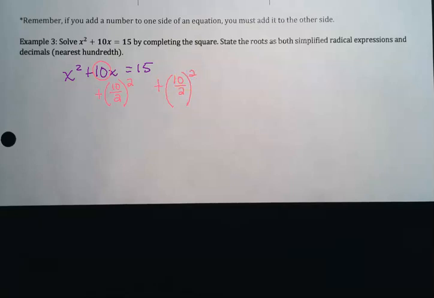All right, so that leaves us with x squared plus 10x plus 10 divided by 2 is, good, 5 squared. That equals 15 plus 5 squared. Okay, because we added the same thing to both sides. We added 5 squared to both the left and the right, so we're not changing our equation at all. It's perfectly fine that way.